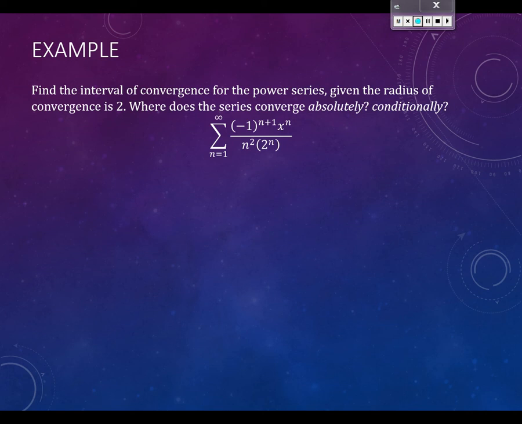So the only question left in our mind is what about x equals -2 and x equals 2. So here we go. We're going to think about the series in the form that it takes at those two values and investigate those individually.